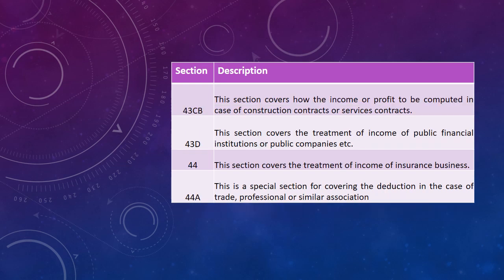Section 43CB. This section covers how the income or profit is to be computed in case of construction contracts or service contracts. Section 43D. This section covers the treatment of income of public financial institutions or public companies, etc. Section 44. This section covers the treatment of income of insurance business. Section 44A. This is a special section for covering the deduction in the case of trade, professional, or similar association.